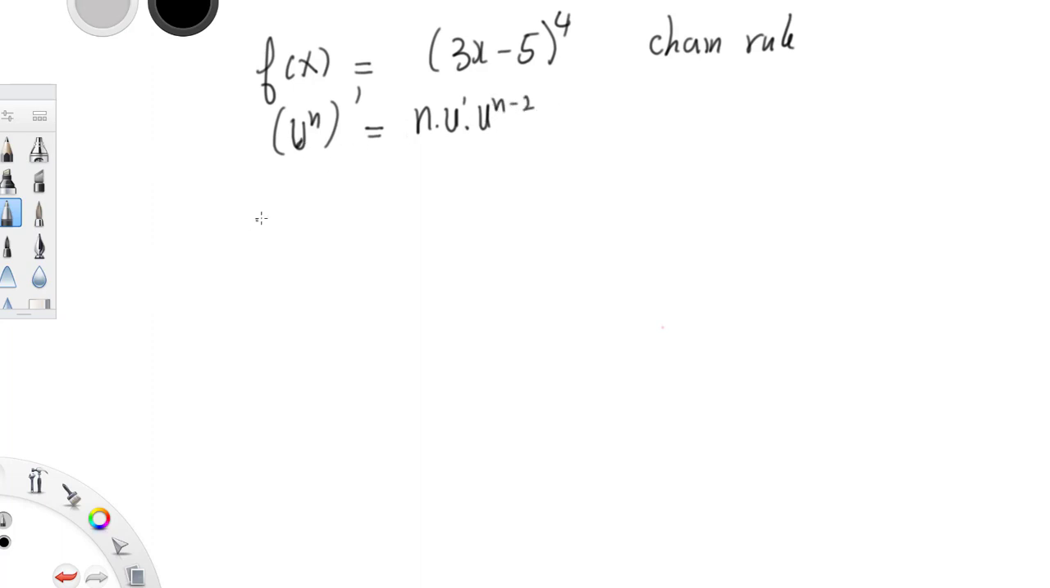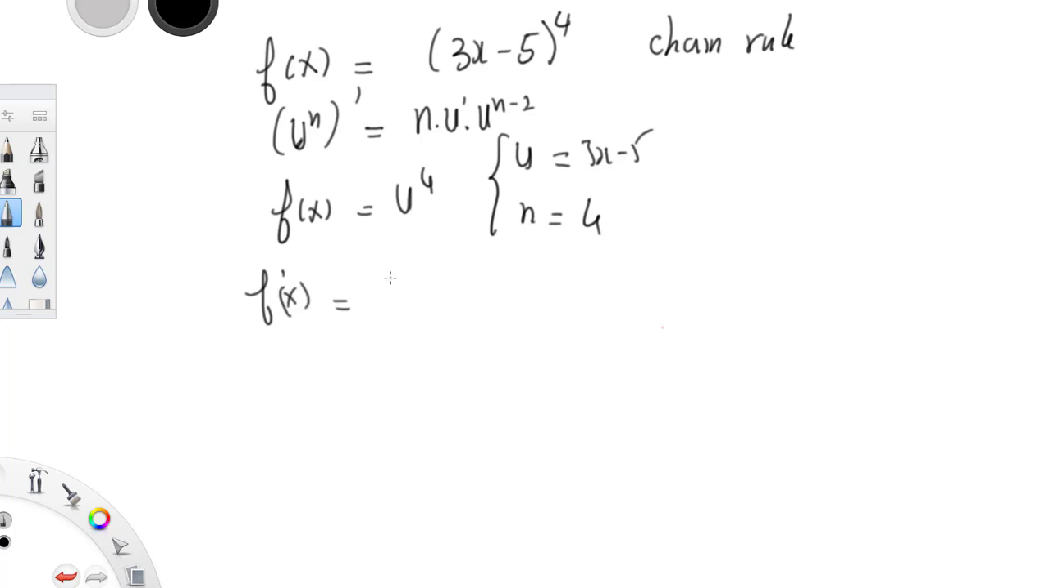So here, if you take the example, we can have f of x equal to u to the power of 4, because we suppose that u equals 3x minus 5, and the power n is 4, right? So if you want to find the derivative, f prime of x equals the derivative of (3x minus 5) to the power of 4, which is equal to 4 multiplied by (3x minus 5) prime multiplied by (3x minus 5) to the power of 4 minus 1, right?